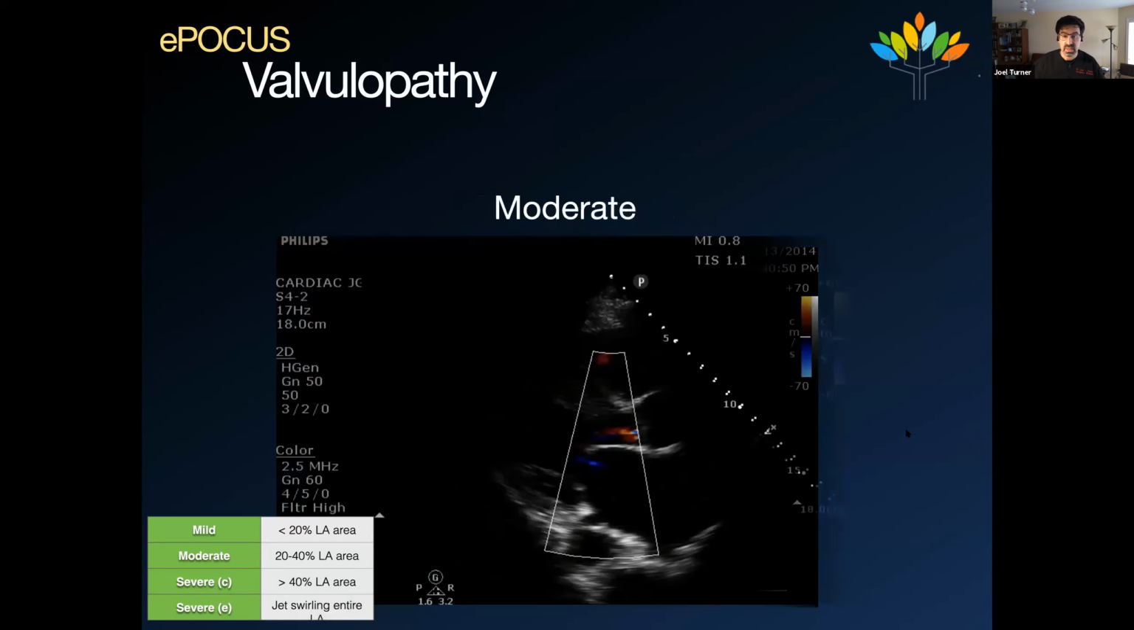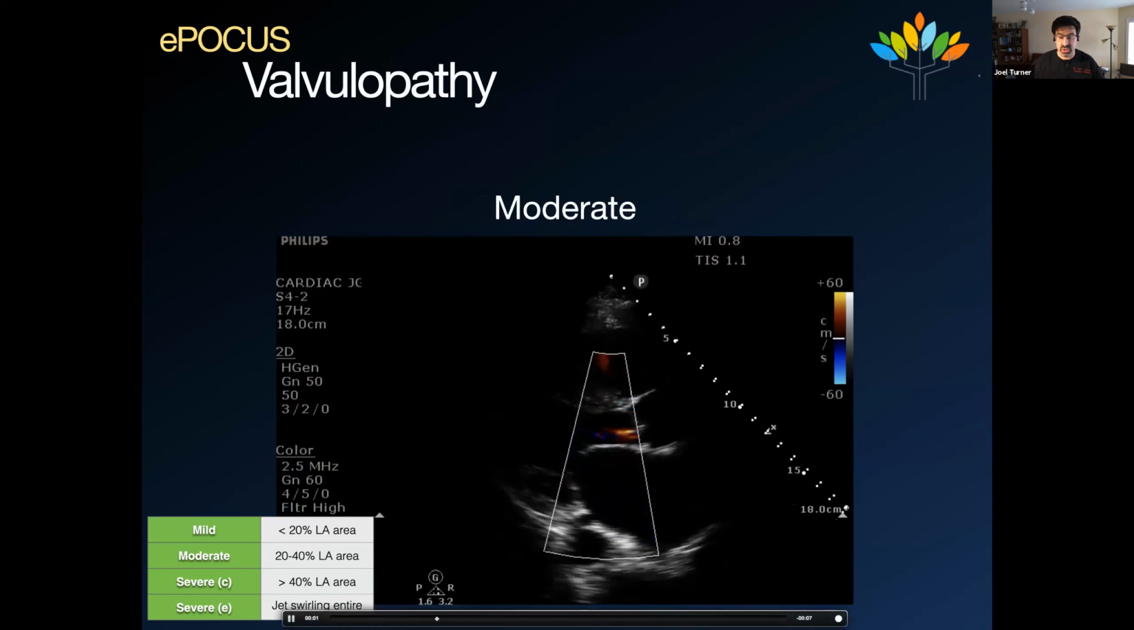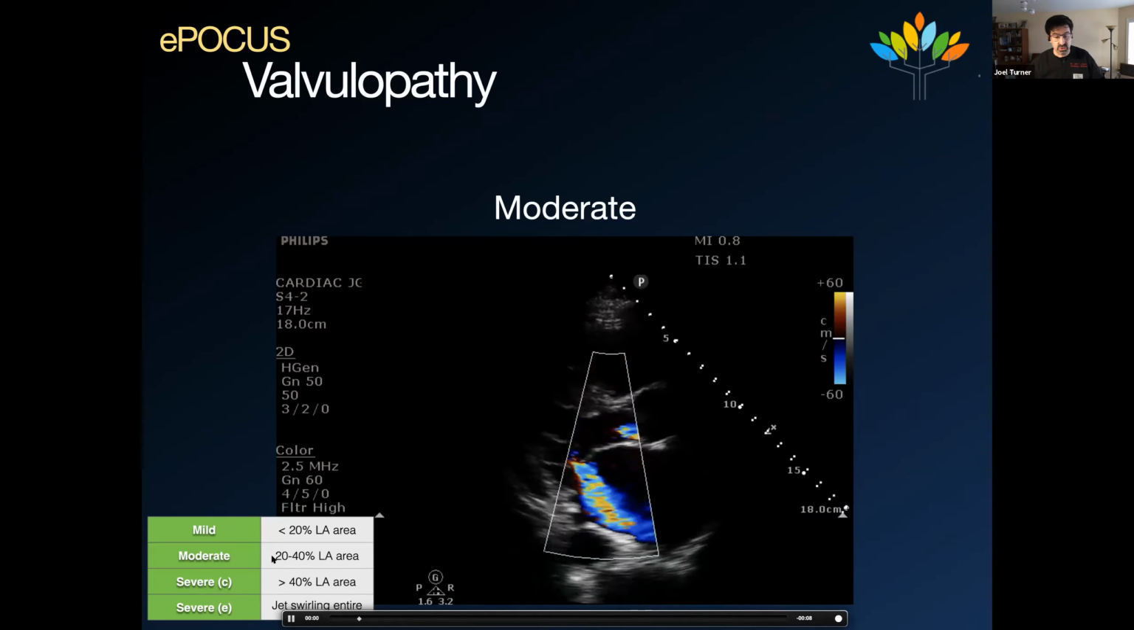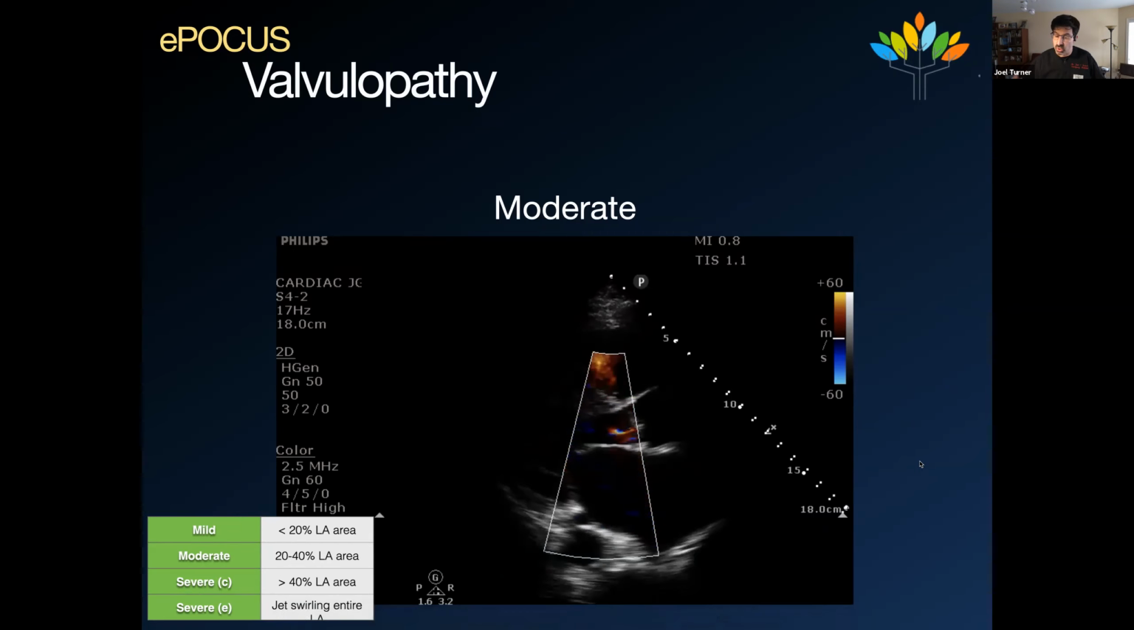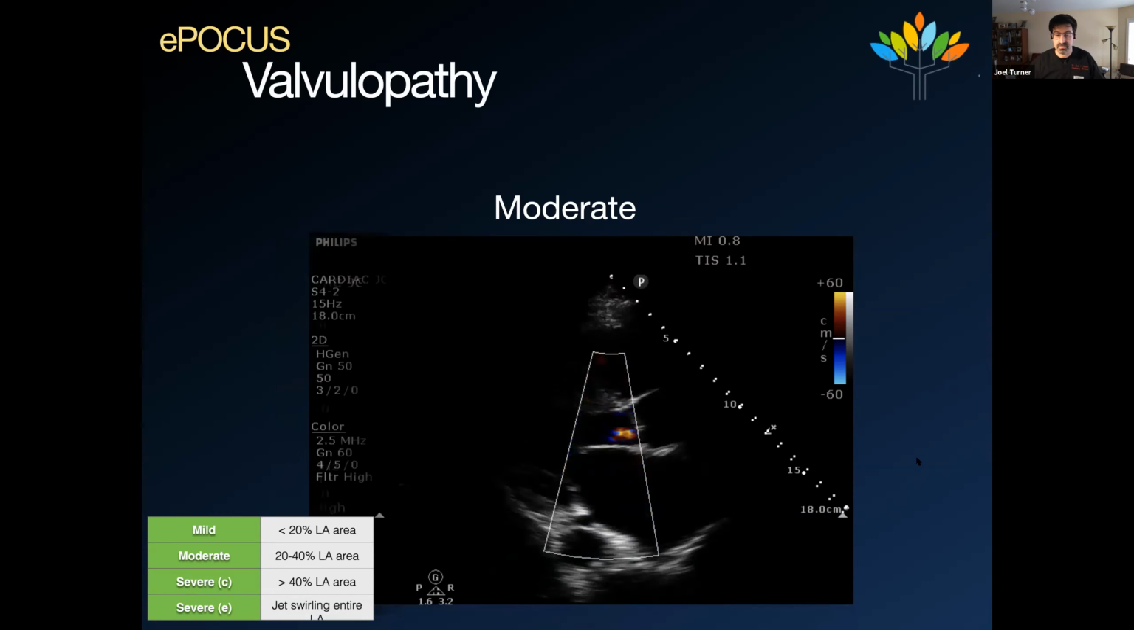Here's another example of a regurgitant jet. Remember, you look at the flow going backwards into the left atrium when the valve is closing. And this is for sure going to be just under 40% or 50%, maybe half of the left atrium, and certainly more than 20. So if you look, this is clearly a moderate regurgitation that you have to then go and see if the patient has been known for this. Is this a new finding? But again, this is something that you have to take some clinically important decisions on.